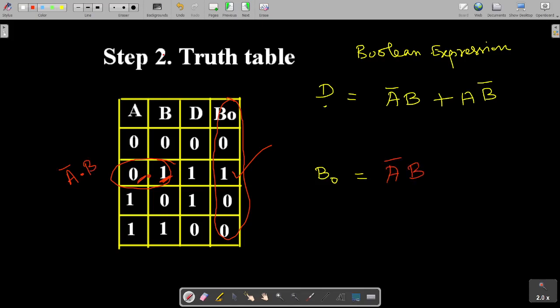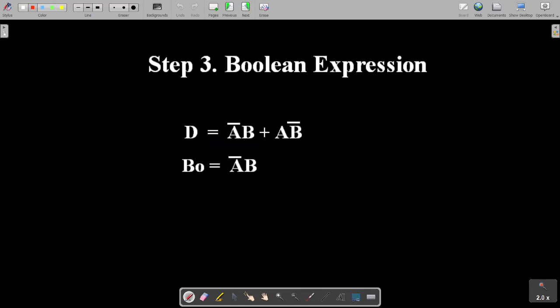So what is the answer for this? This is A bar B. This is what is represented in the next slide. So the Boolean expression is A bar B plus A B bar, and this B naught output, the borrow output, is A bar B. You also know from the previous video that A bar B plus A B bar is nothing but A exclusive or B, the XOR gate. Okay, we can use the XOR gate also.